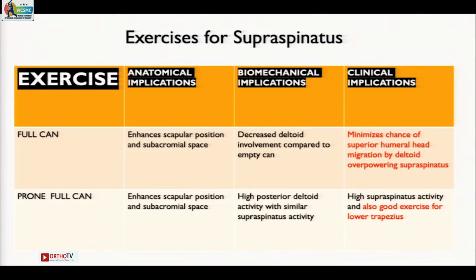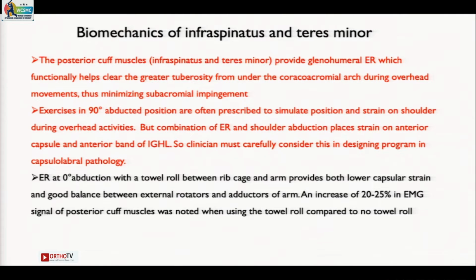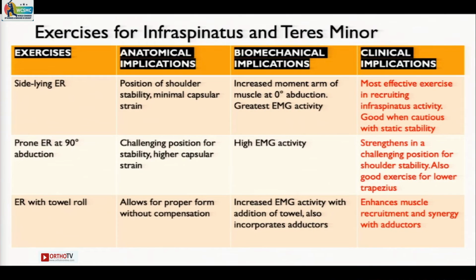For the supraspinatus, you do full can exercises and prone full can exercises. You should do the full can exercises, not the empty can exercises. The infraspinatus and teres minor cause external rotation and remove the greater tuberosity from the path of the coracoacromial arch. All these exercises should be done in the scapular plane.